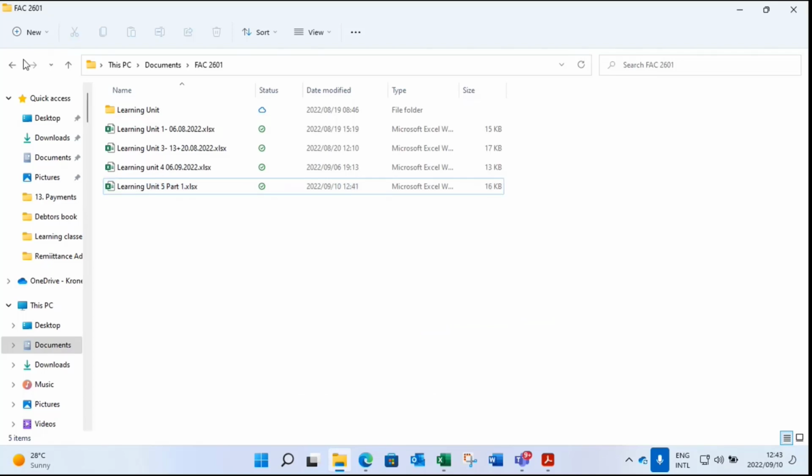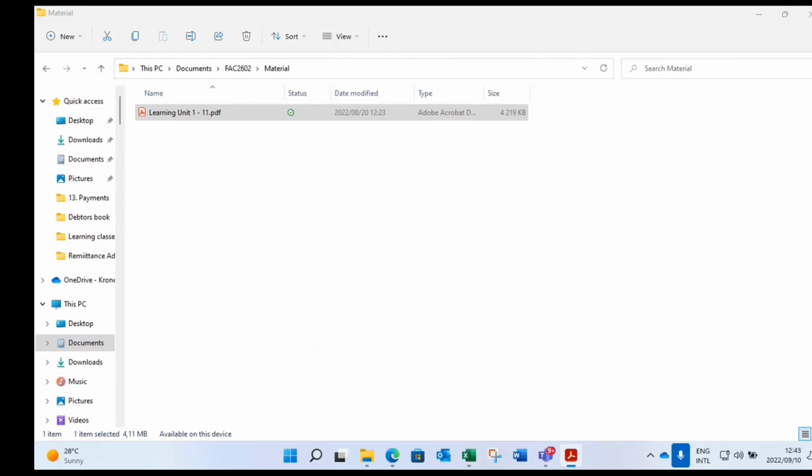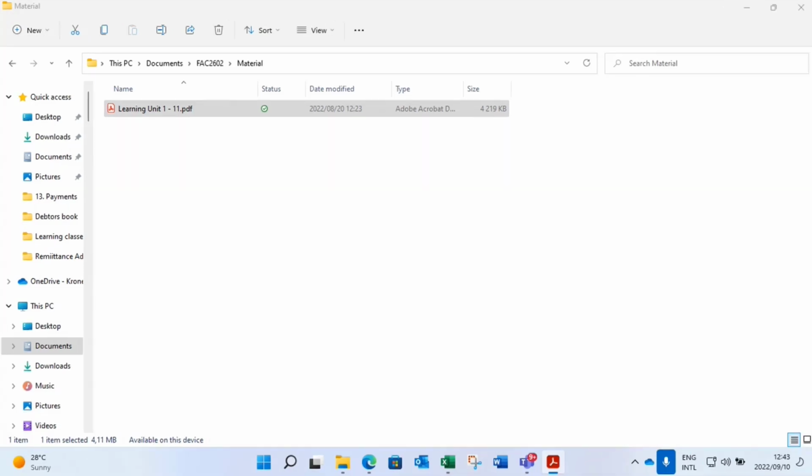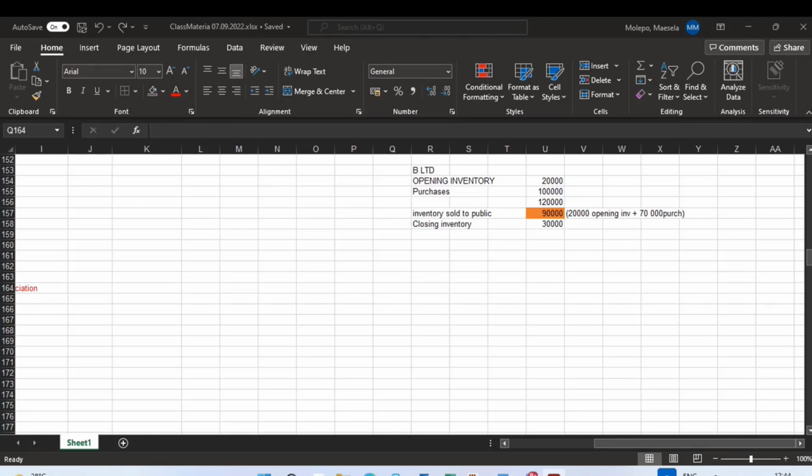We were on learning unit number 7. We're dealing with the example on unrealized profit on the sale of inventory. The parent was selling inventory. So we were here whereby B Limited was having an opening inventory of 20,000. You still remember that 20,000 opening inventory?